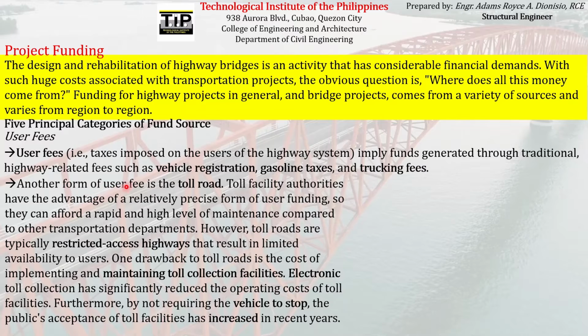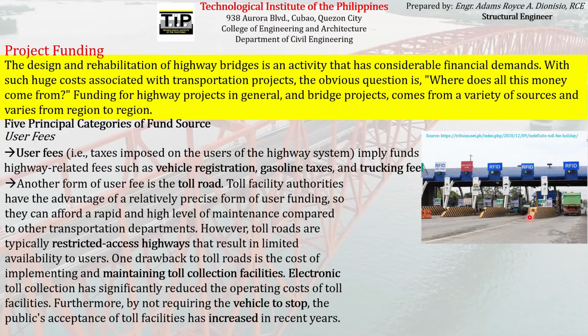Another form of user fee is the toll road. Toll facility authorities have the advantage of a relatively precise form of user funding, so they can afford a rapid and high level of maintenance compared to other transportation departments. However, toll roads are typically restricted access highways that result in limited availability to users. One drawback to toll roads is the cost of implementing and maintaining toll collection facilities like this one.